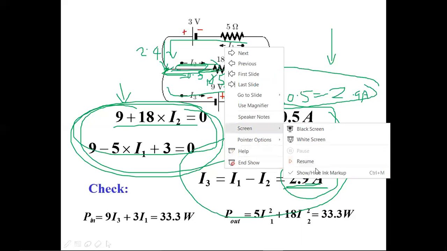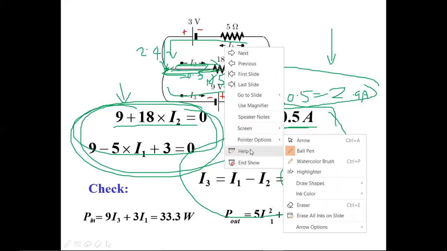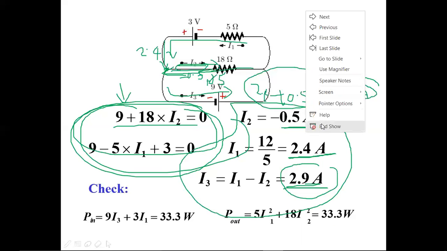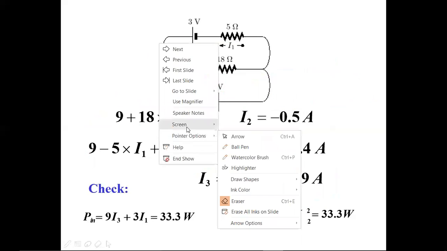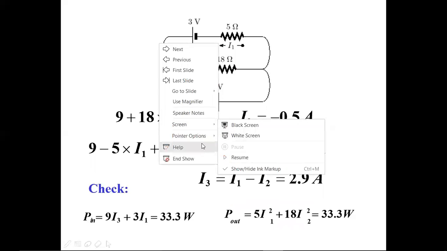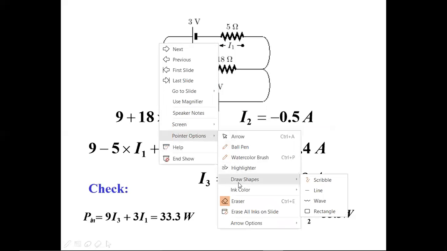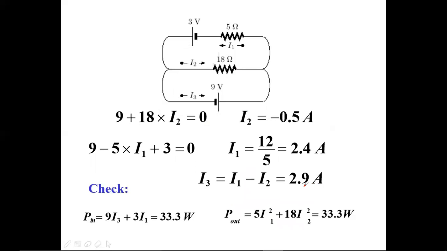Here, let me check. And it is. So let me check whether your answers are correct or wrong. How are you going to be checked? Means, here P input. Input power is nothing but how many sources for this input?